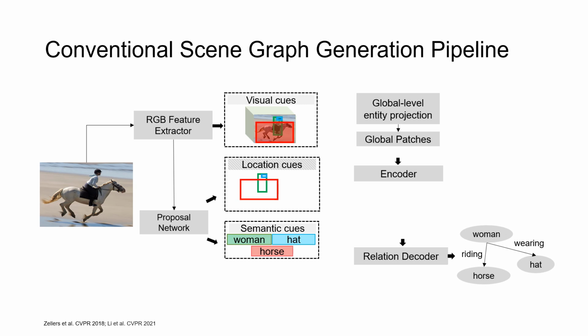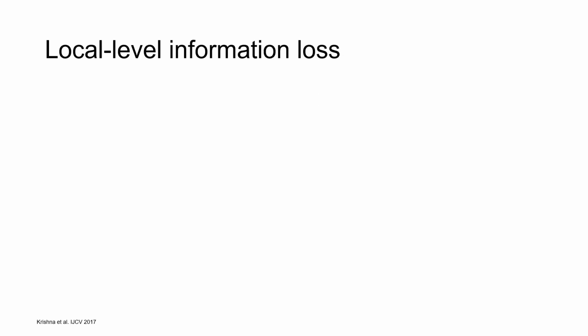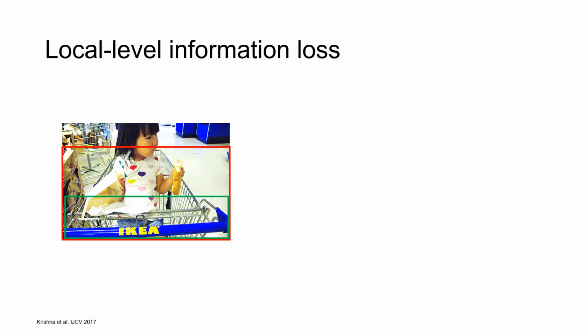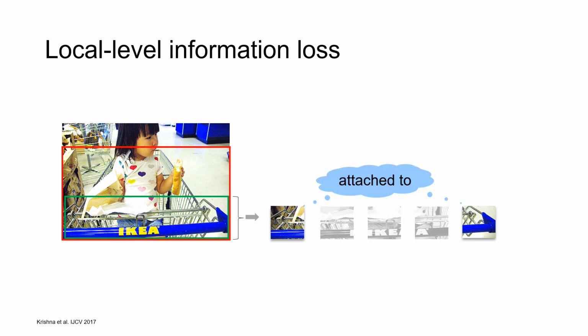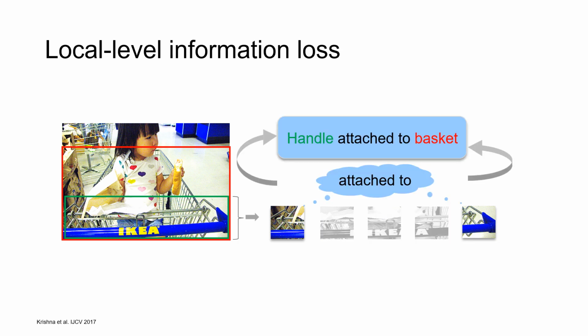A drawback of conventional SGG is its parameter-heavy global entity projection, which in turn results in local level information loss in the image. Establishing the attached to relation between the handle and the basket lies more on the corner tile details of the handle than the center tiles. Global projection may risk losing these crucial features.